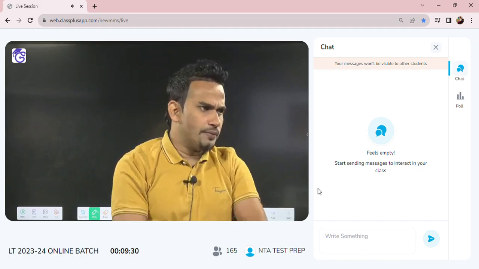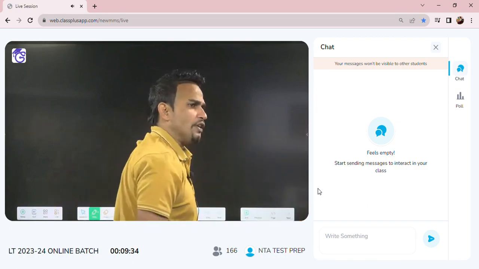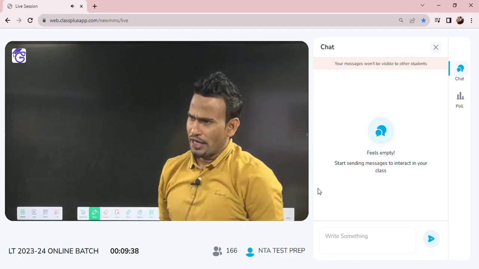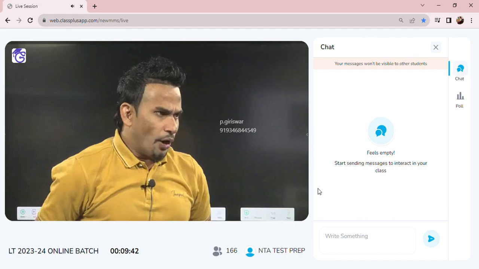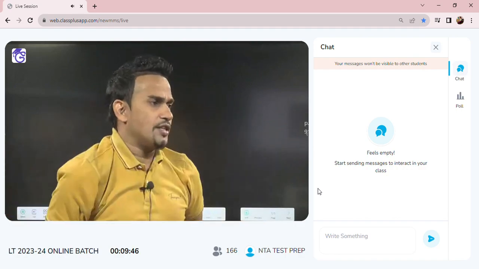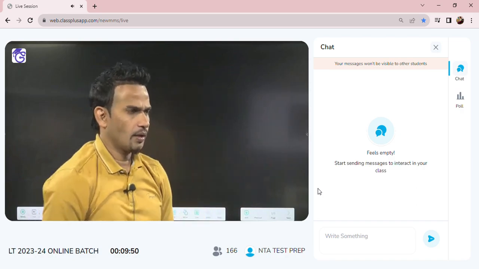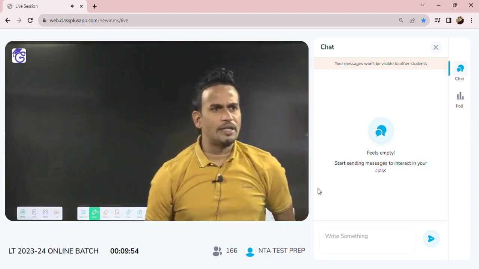Identify the body. Means you have to tell me which body it is: hollow sphere, solid sphere, ring or disc. When a body rolls, it is found that 40% of its kinetic energy is rotational. Identify the body. For identifying the body, always you have to calculate the value of k square by r square.